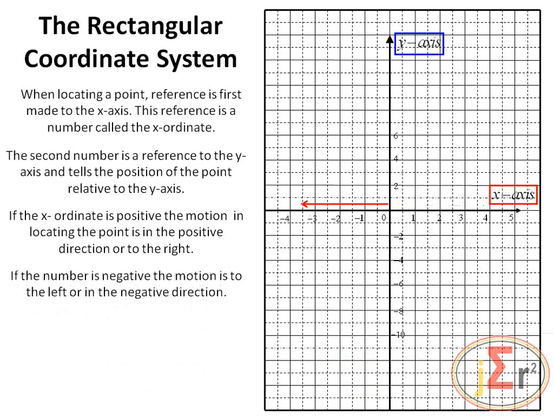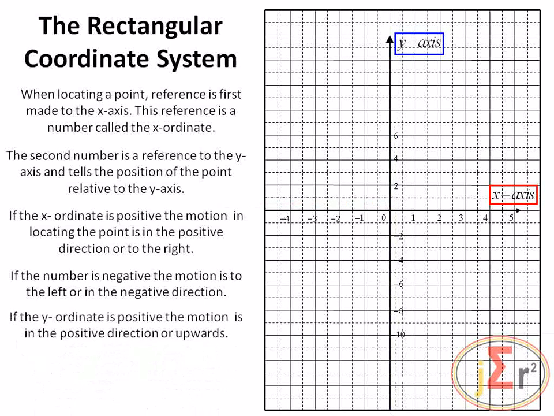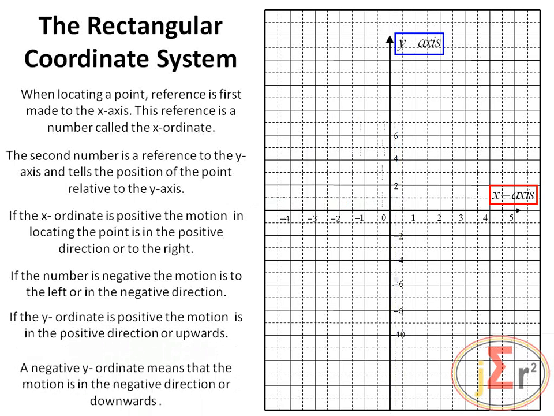If the number is negative, that is your x-ordinate is negative, the motion is to the left or in the negative direction. What about the y's? If the y-ordinate is positive, the motion is in the positive direction or upwards. A negative y-ordinate means that the motion is in the negative direction or downwards.